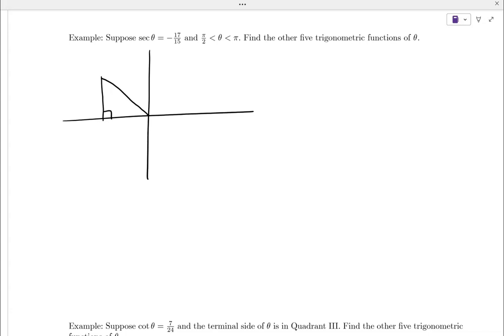You're given secant. What sides of a right triangle can you label if you're given the secant? Adjacent and the hypotenuse, right? Because secant is 1 over cosine, right? So it's adjacent and hypotenuse you're worried about. Which sides are which here?